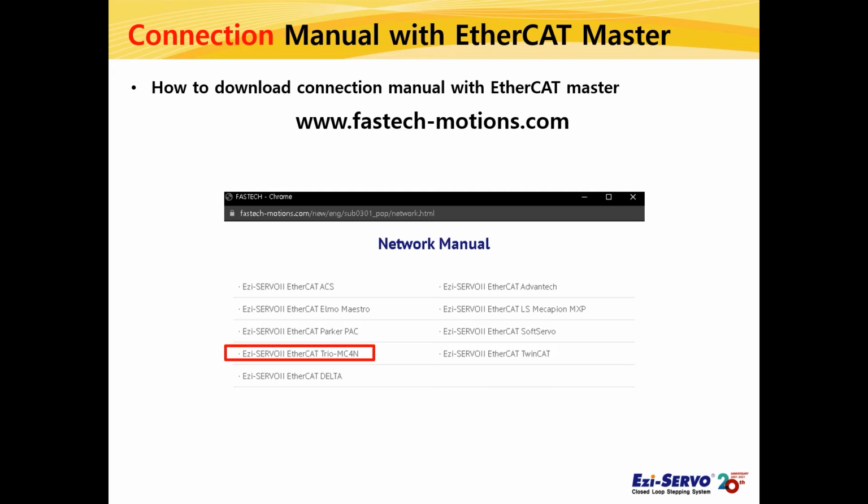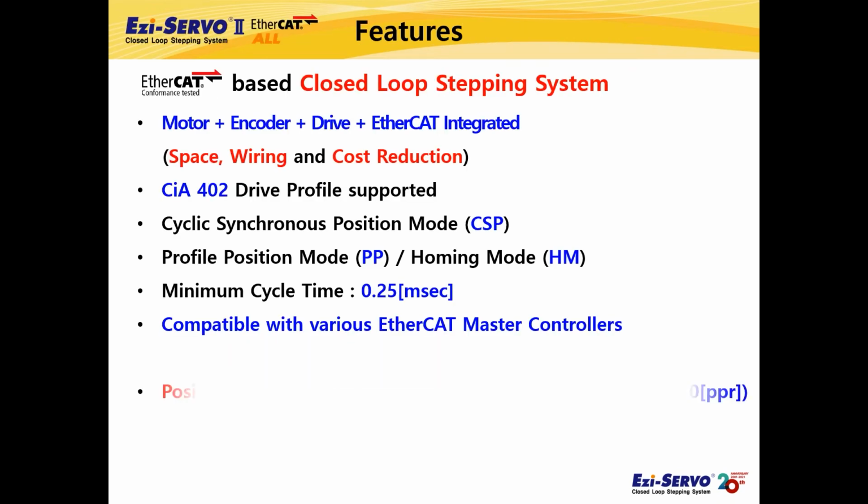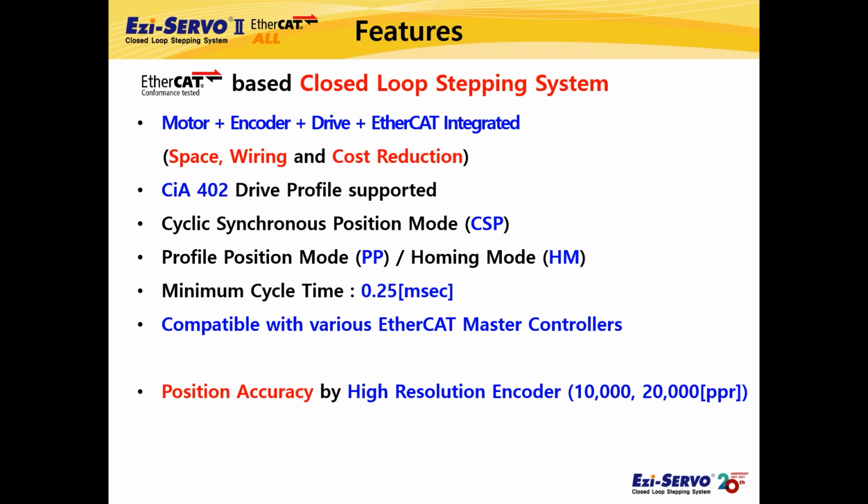The manual of Trio's MC4N master, which I said as an example earlier, can also be downloaded here. You can also download the same manual by clicking the Network Manual button of other EtherCAT products. Also, a high-resolution encoder is attached to enable precise position control. It depends on the motor size, but up to 20,000 ppr resolution encoders can be used.